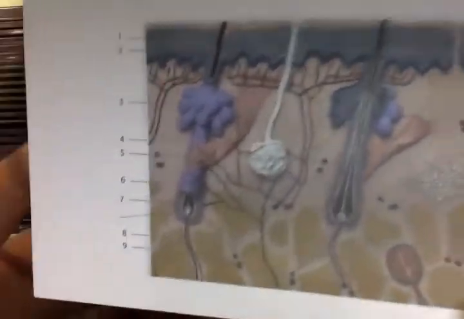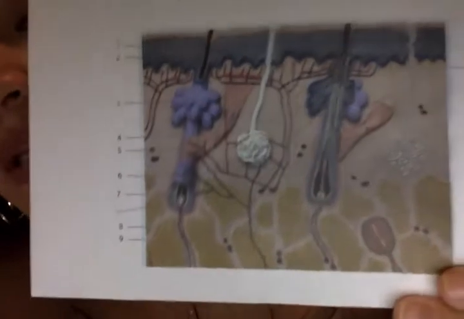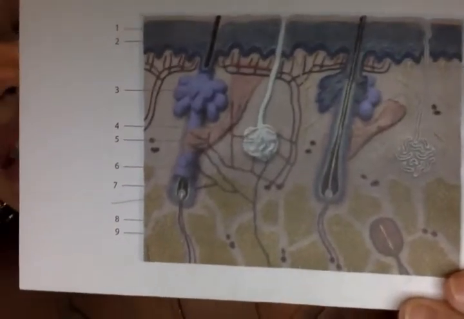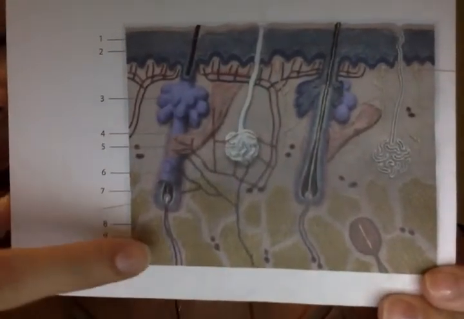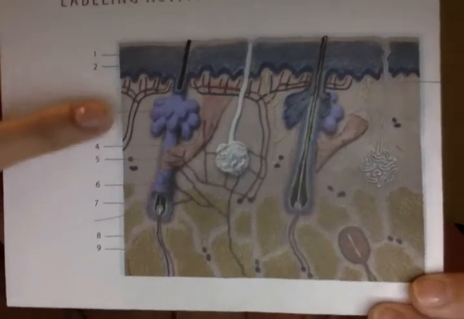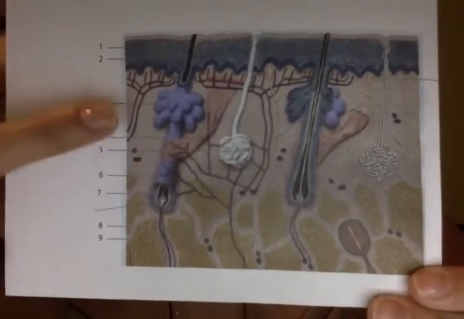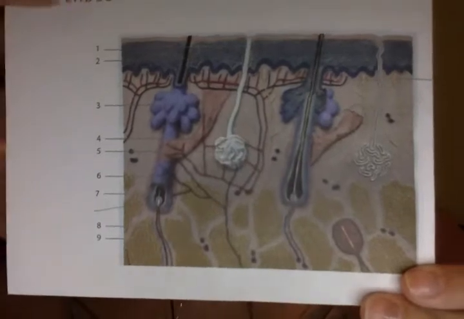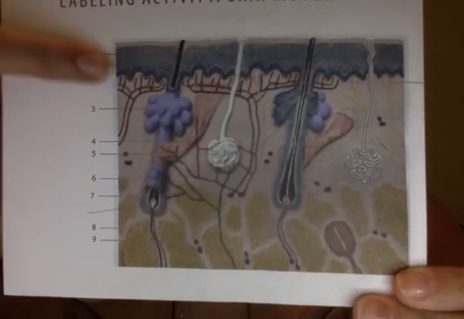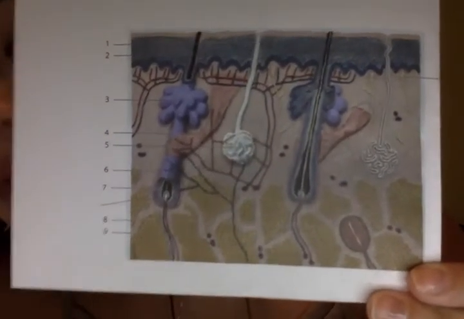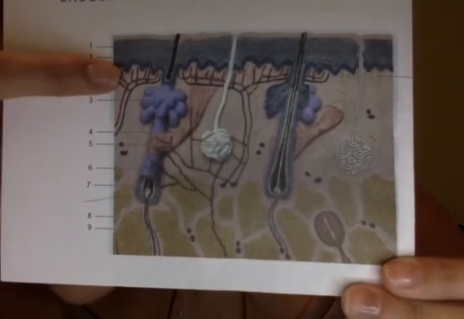So the skin consists of 3 layers: the epidermis, the dermis, and the hypodermis. The hypodermis consists of mostly adipose tissue. The dermis encloses our hair follicles, our sensory receptors, and then over here would be the epidermis. Right here we have our dermal papillae.